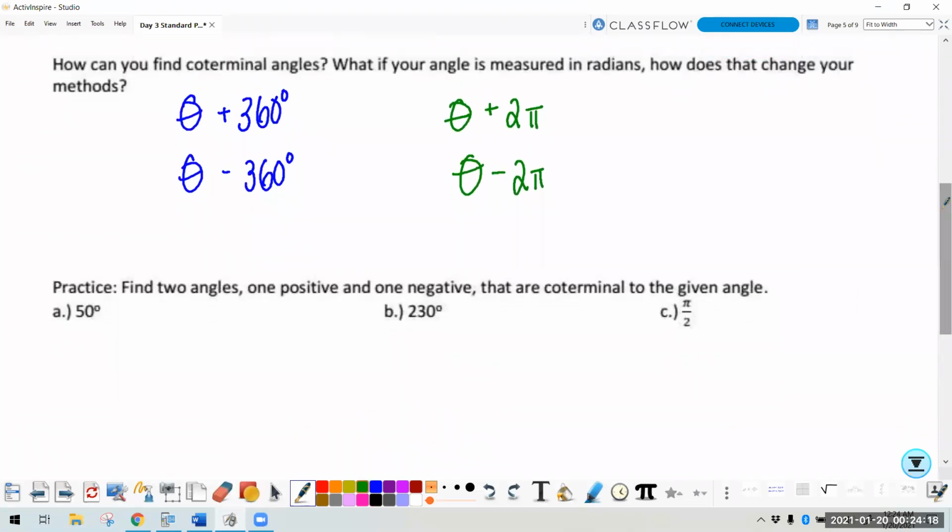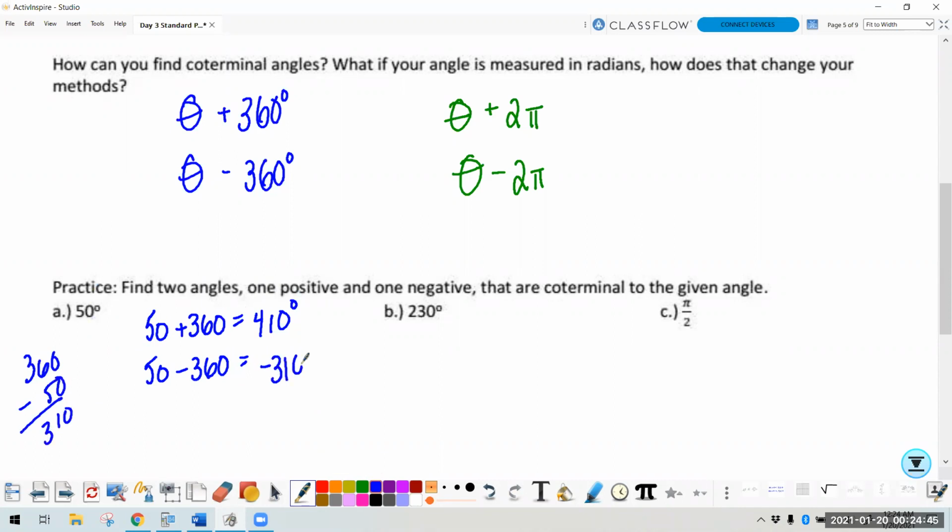So we're going to practice finding one positive and one negative coterminal angle. We've got A, 50 degrees. So we'll take our 50 and add 360. We take our 50 and take away 360. I like subtracting vertically. This is easier. That's negative 310. So 50 degrees, 410 degrees, negative 310 degrees are all coterminal. The terminal ray all ends in the same location.